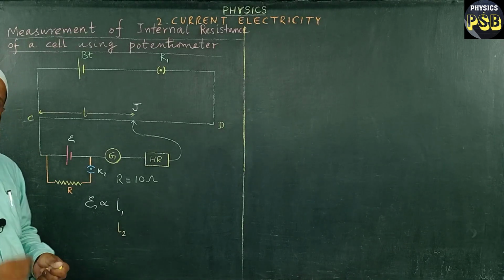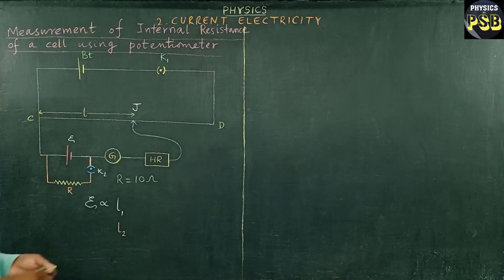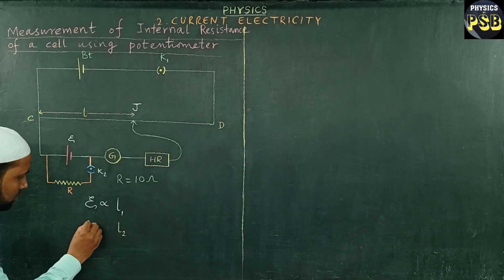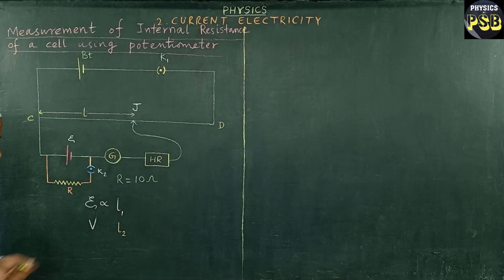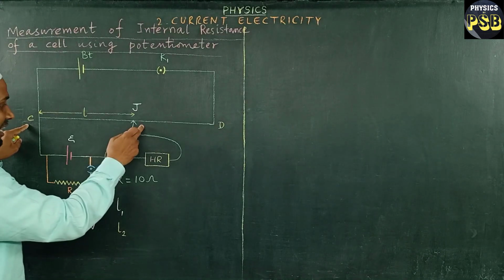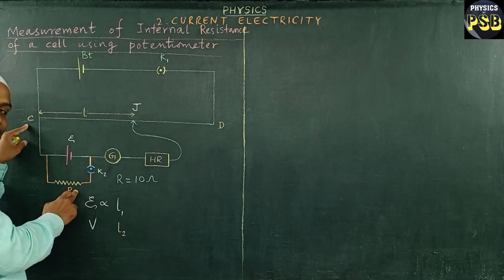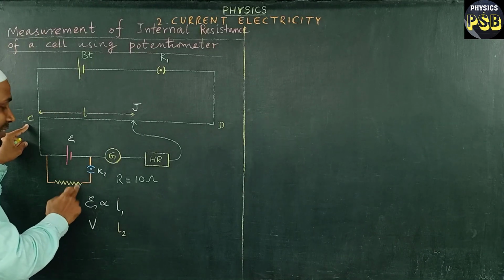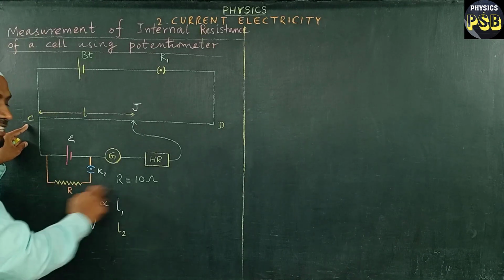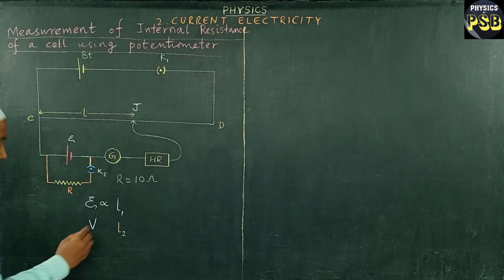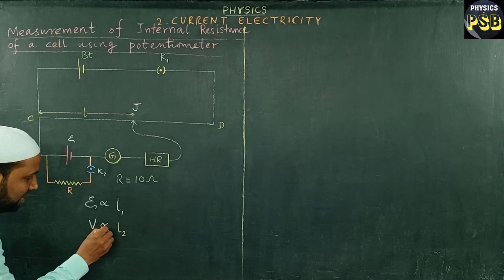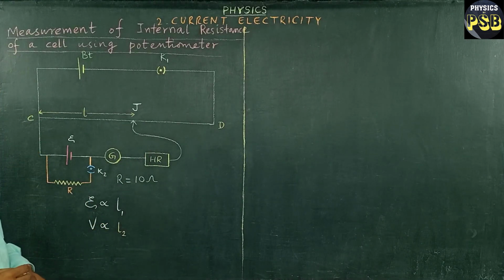Then this L2 is found to be proportional to V. Here V is the potential difference between C and J when the resistance is included in the secondary circuit, and is found to be directly proportional to the balancing length L2.